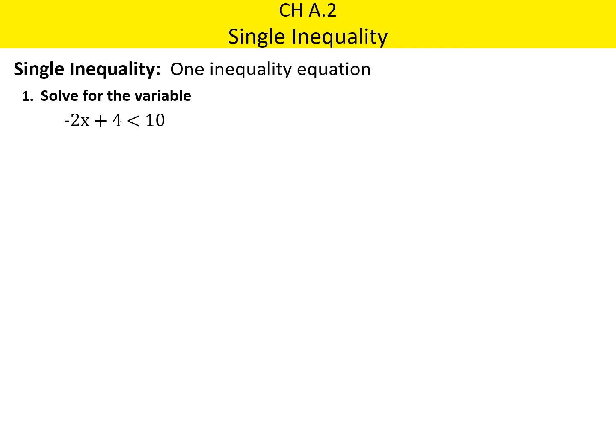To solve for the variable, we'll be performing the same actions as if it were an equal symbol, with one exception. The exception being if you multiply or divide by a negative, then you're going to flip the inequality symbol. We'll see this happen as we work the problem.